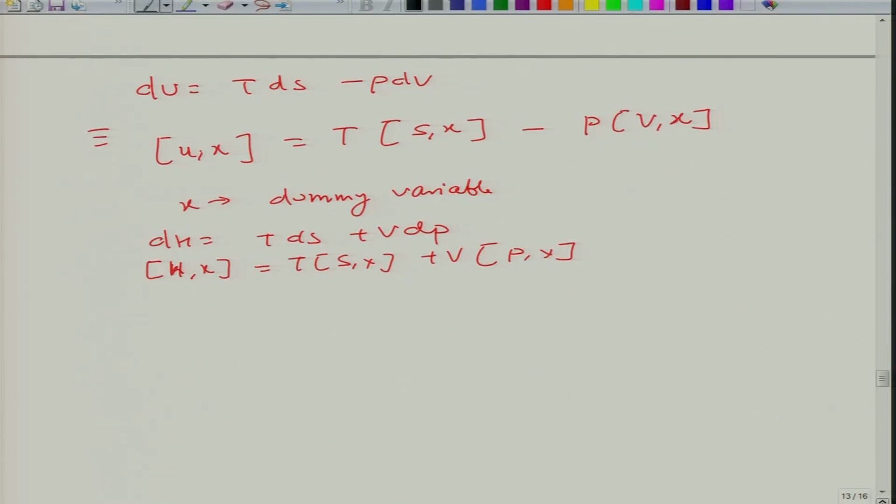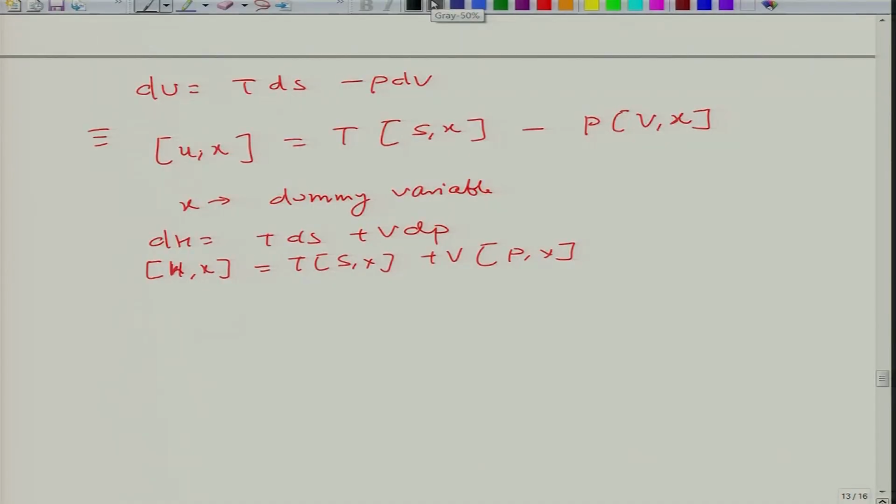Now, let us apply this concept of Jacobian to the Maxwell relations and see what kind of expression we get when we apply it to the Maxwell relations. Okay, so let us start with the first Maxwell relation.